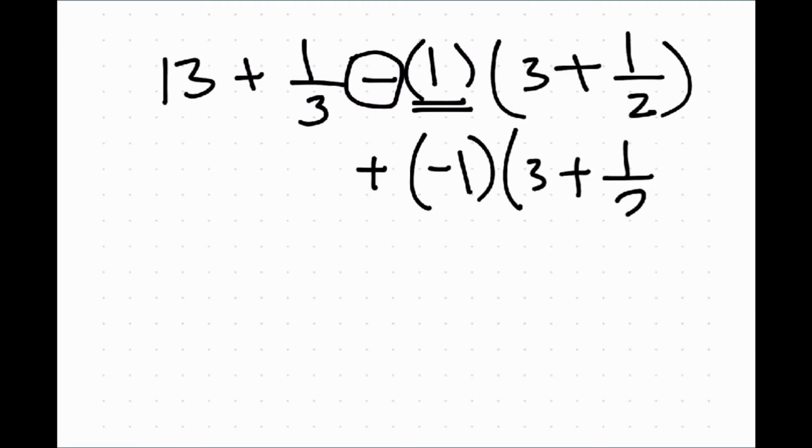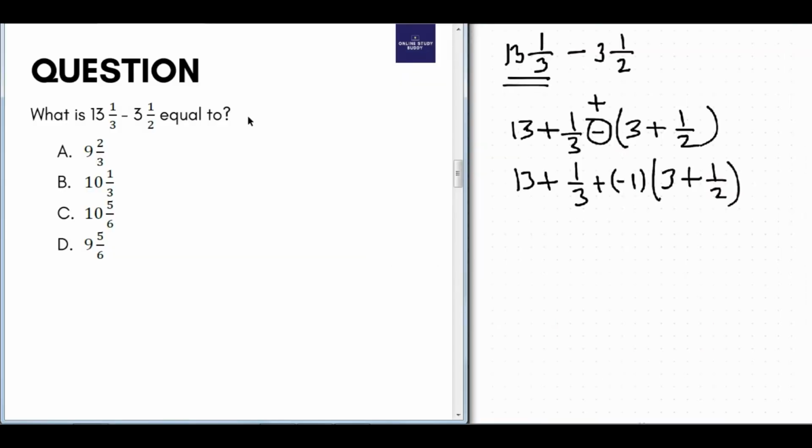Tapos, yung negative 1, siya yung nakamultiply sa quantity 3 plus 1/2. Then, we're gonna distribute yung negative 1. So, we will have 13 plus 1 over 3 plus negative 3 plus negative 1/2. Since dinistribute natin yung negative 1 sa loob.